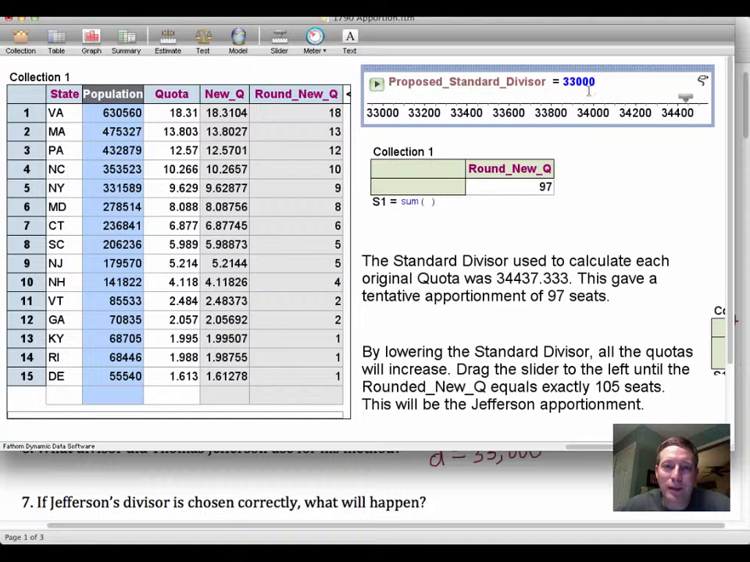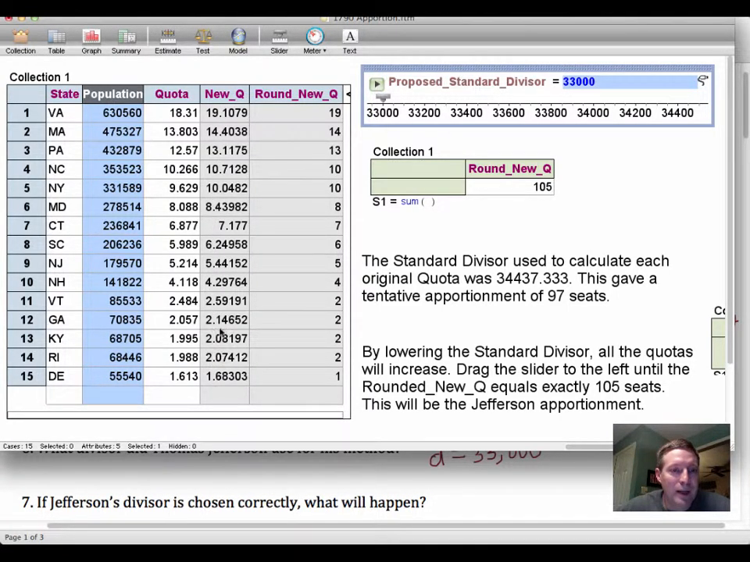When I click enter, under the new quota column, you're going to see the new quota, and if arithmetic works the way we think it does, when we divide a population by a smaller divisor, we should get a bigger quota. So I'm going to hit enter. Focus your attention on the new quota column, and you should see these numbers bump up just a little bit. There they are. And so Jefferson proposed that when you use 33,000, the quotas are just a little bit bigger all the way down.